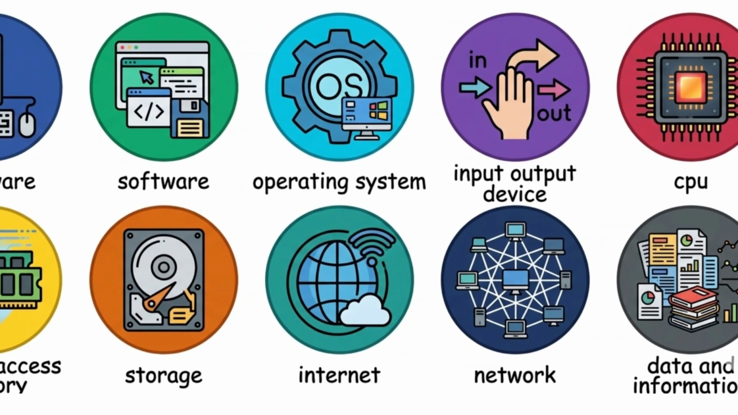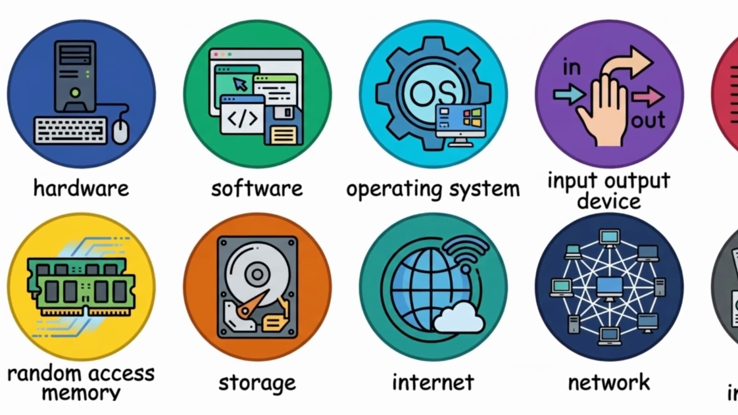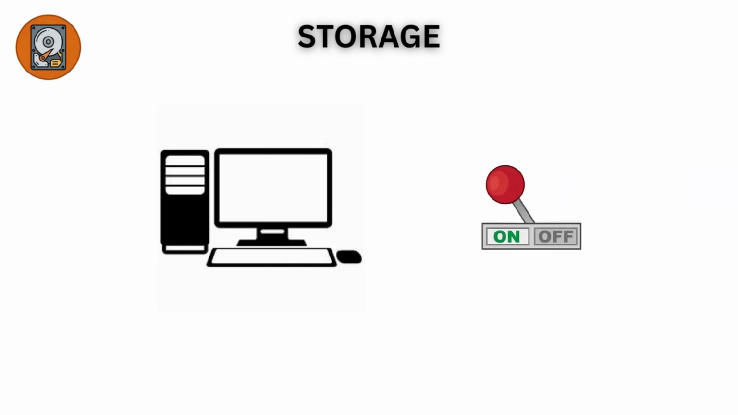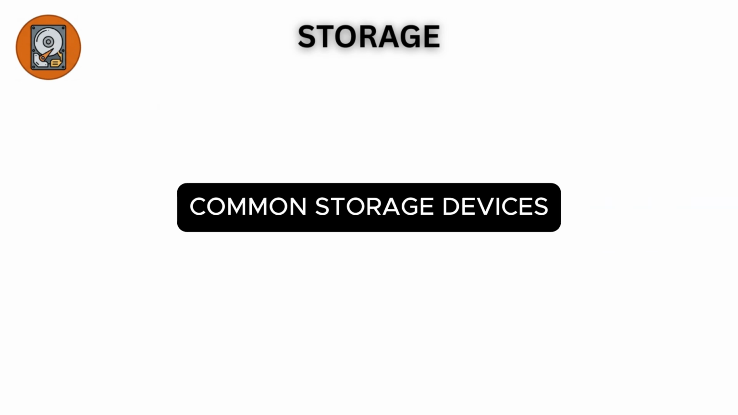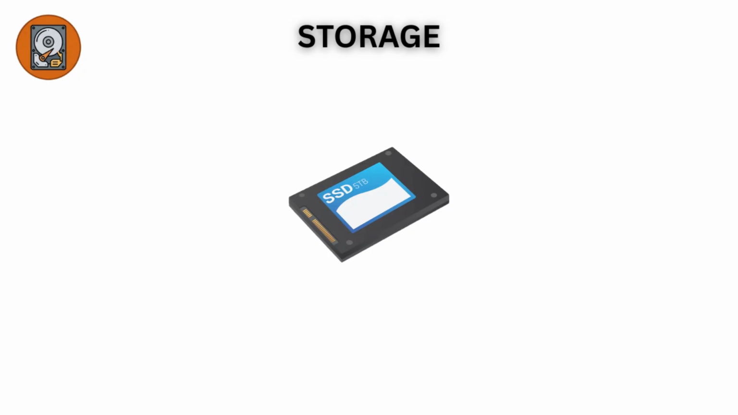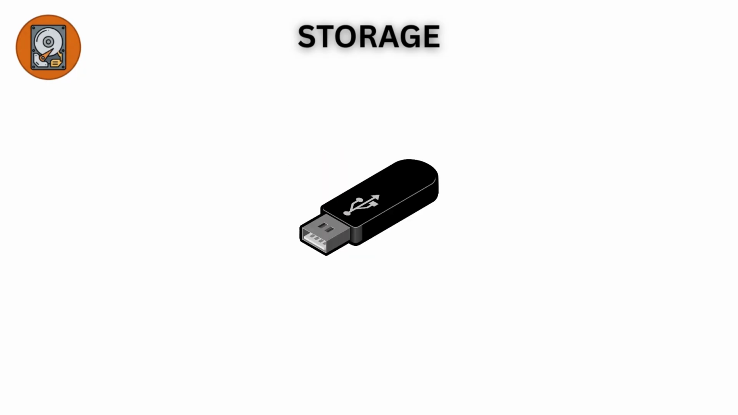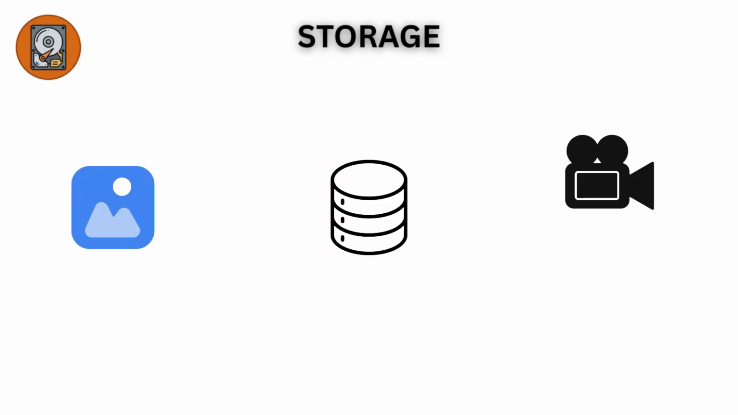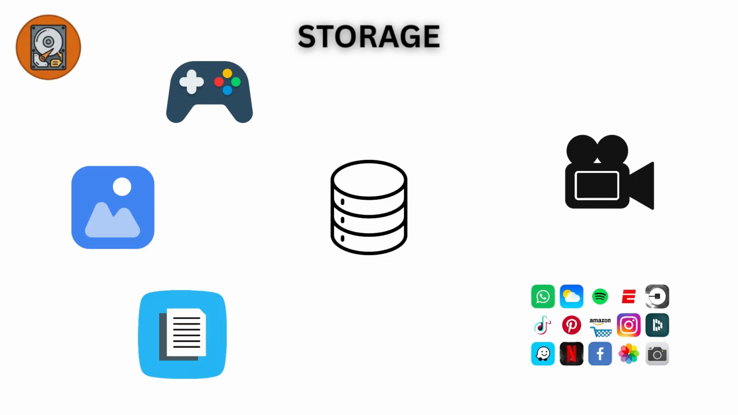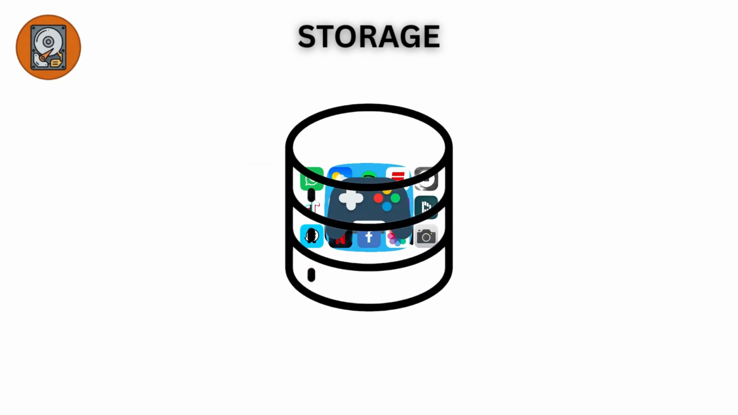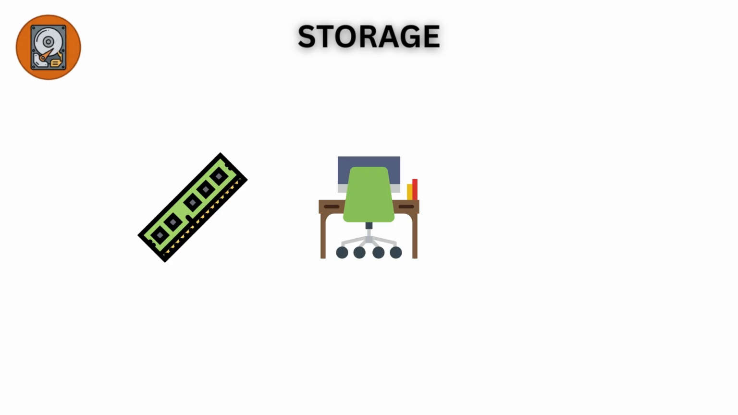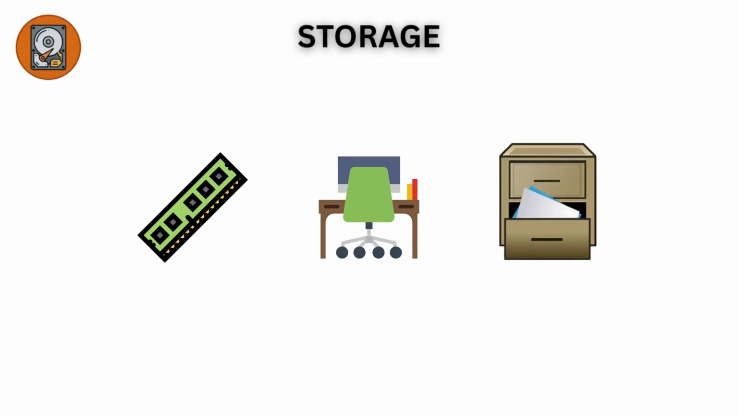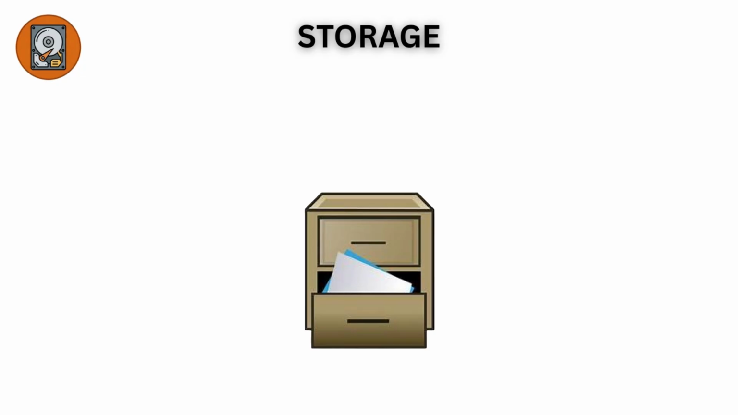So where does the computer keep information permanently? The answer is storage. Storage is where data is saved even after the computer is turned off. Common storage devices include SSDs, hard disk drives, and USB flash drives. Photos, videos, documents, applications, and games are all stored in storage devices. Using our desk example, if RAM is your desk, storage is your filing cabinet. You put important information in the filing cabinet so it can be used again later.